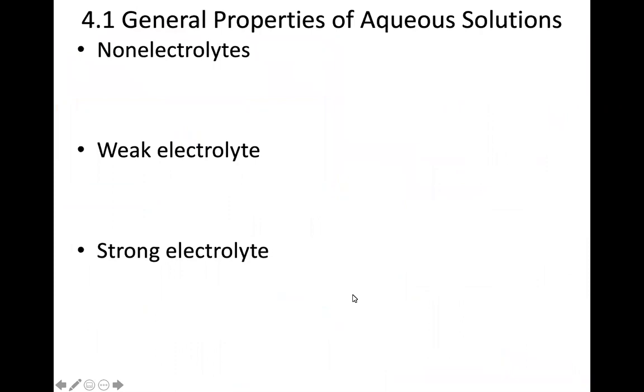So on this slide right here in section 4.1, there are various general properties for aqueous solutions. And there are classifications being made of non-electrolytes, weak electrolytes, and strong electrolytes. This particular slide, I'm going to keep coming back to and fill in more and more information. So this is sort of going to be like a summary slide.